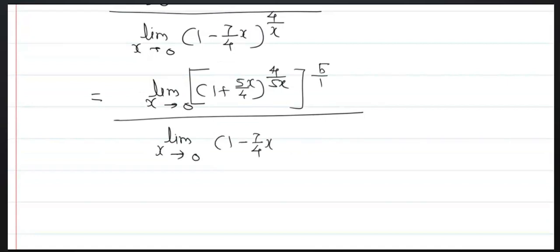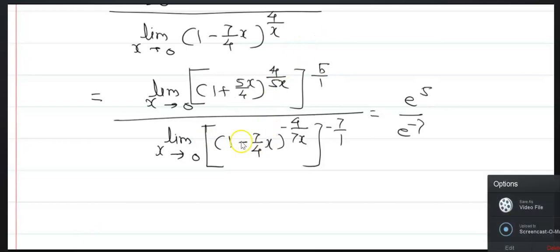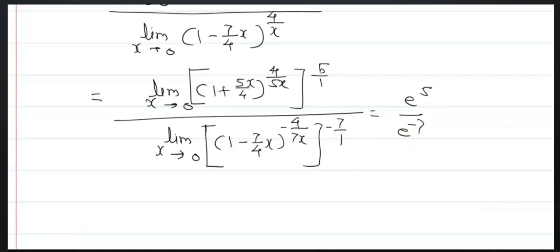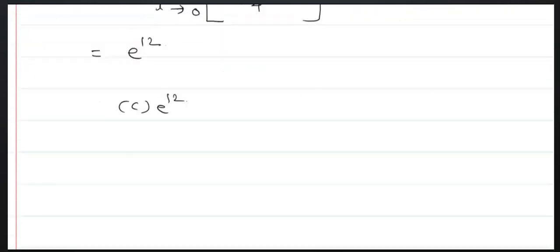Limit x tends to 0, 1 minus 7x by 4. And the value of this limit, that is 1 minus 7x upon 4, we can write its reciprocal, that is minus 4 upon 7x, and the whole bracket is to the power minus 7, that is e raised to 5 upon e raised to minus 7, and if we evaluate this then you will get e raised to 12. Therefore option C is the correct one.